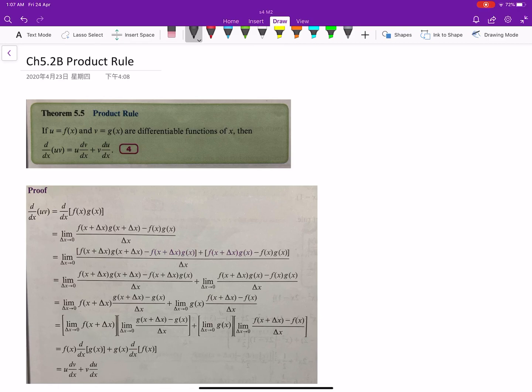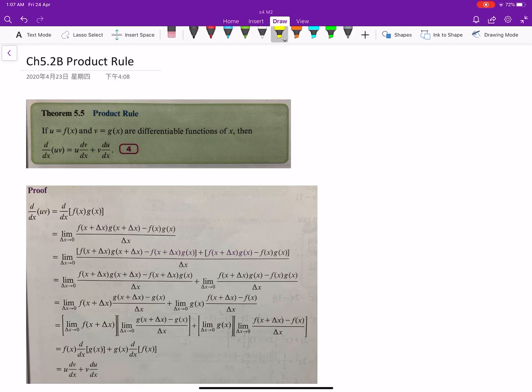Today we will start product rule in differentiation. So in the product rule, it is a product of two functions. That's why we need to use the product rule in this case.